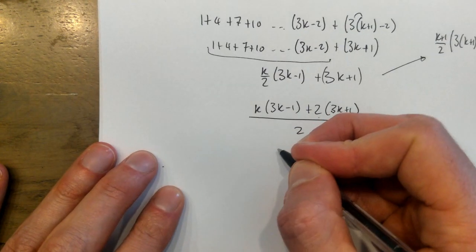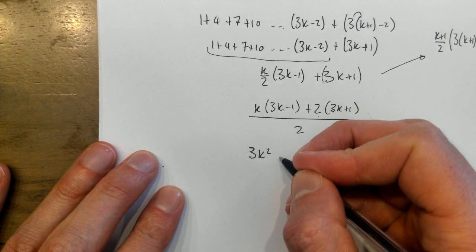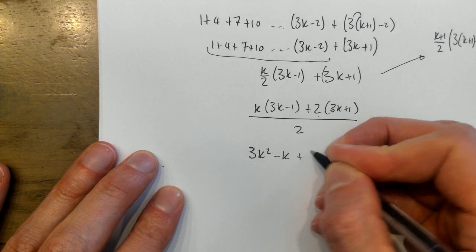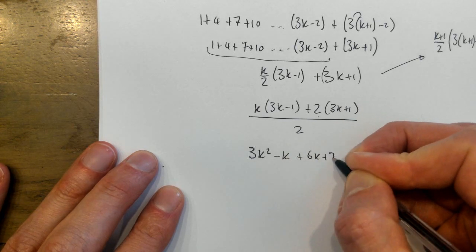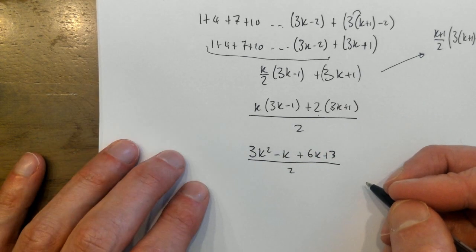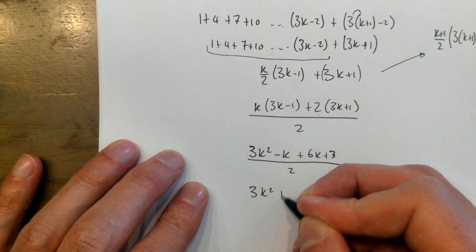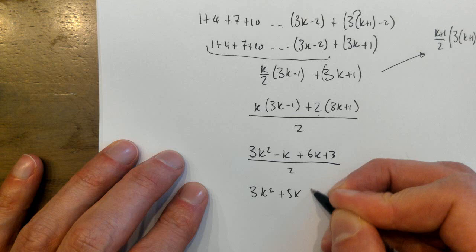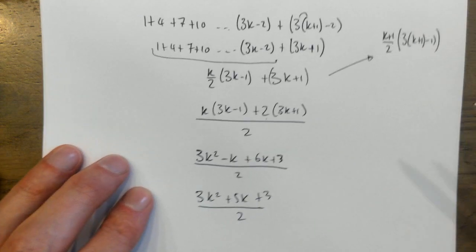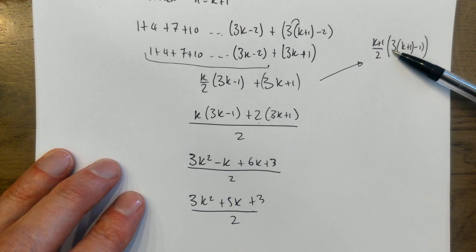It would be 3k squared minus k plus 6k plus 3 all over 2, which is 3k squared plus 5k plus 3 all over 2. Okay. Now, all the while we're bearing in mind this is what we want, this wants to look like this at the end, right?